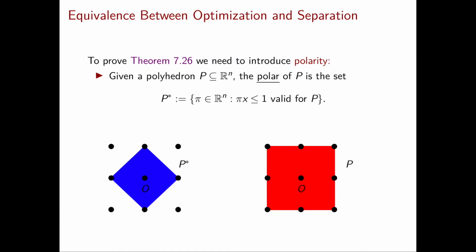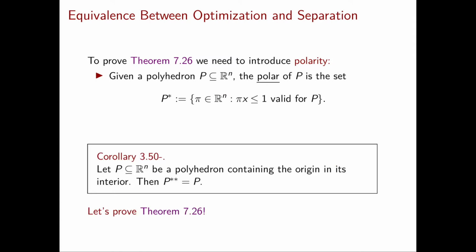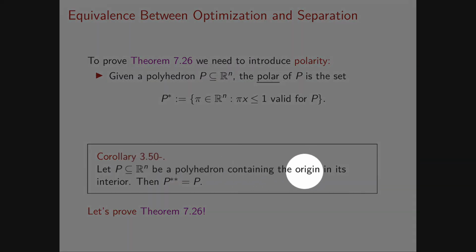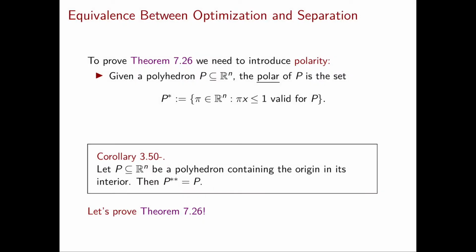In fact, this is no coincidence, and we can state the following result that we're going to use in our proof. If we have a polyhedron P containing the origin in its interior, so not on the boundary, then the polar of the polar is the original polyhedron.